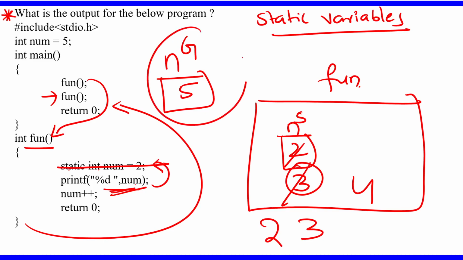So this is just to confuse you. There is no impact of this variable. The answer is 2, 3. Static variables will not be reinitialized. So the second time when you are calling the function, that statement static int num equal to 2 will not be executed.